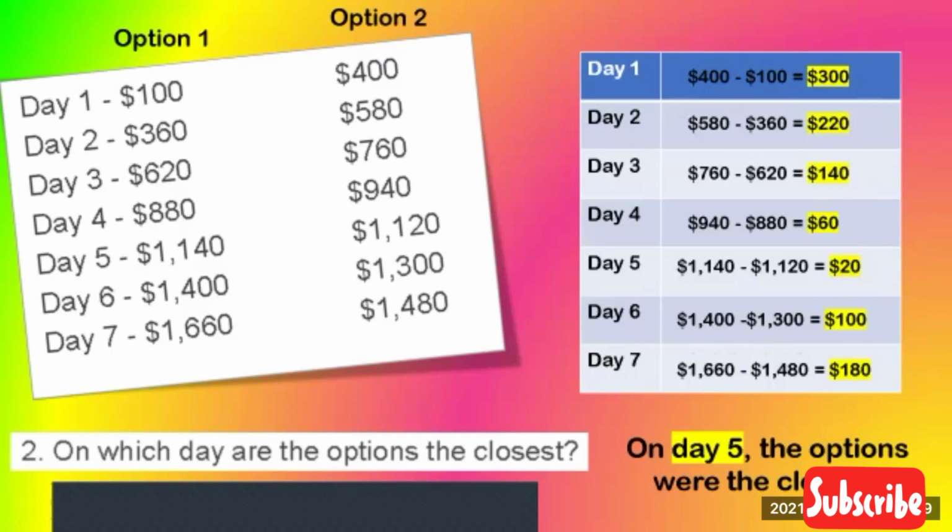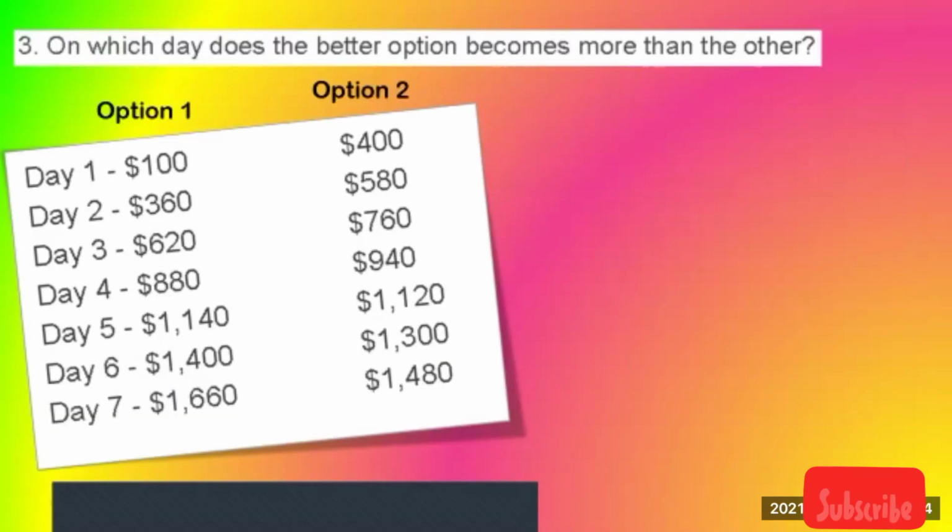So go ahead and make your corrections if you did not get this one correctly. And if you did, remember, congratulate yourself and give yourself a little tick, or a big tick, rather. So let us go on to question number 3. Question number 3 is where it asks, on which day does the better option become more than the other?